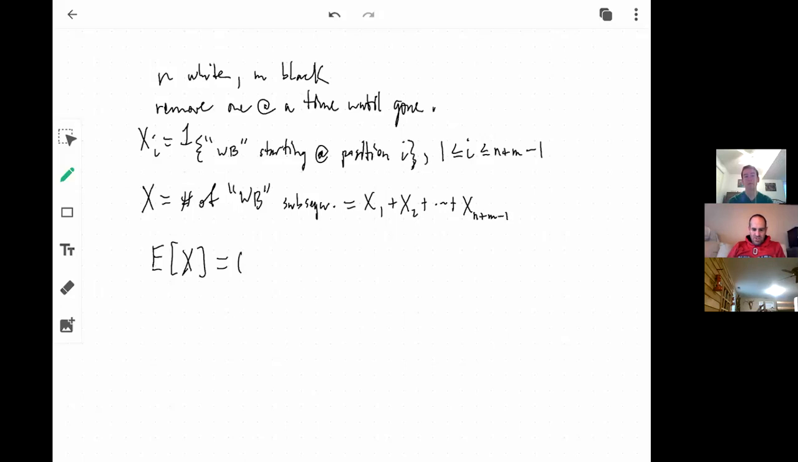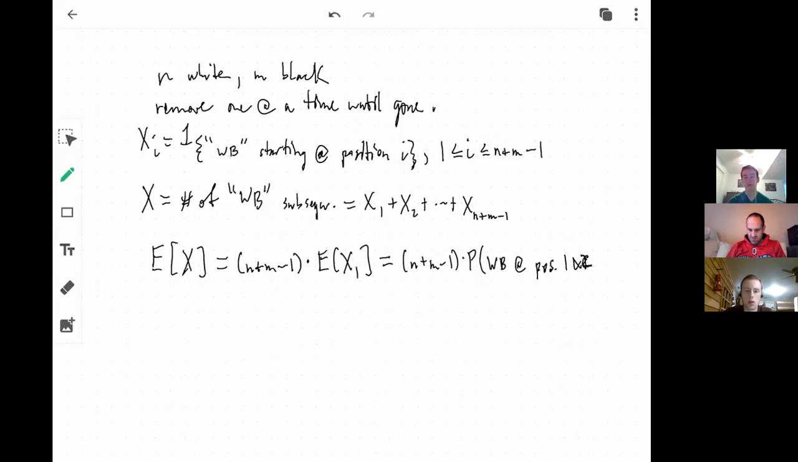Okay. So wouldn't it just be N plus M minus 1 times the expected value of the first thing? So you add all these things together, and all of them are identically distributed. But what's the expected value of X_1? Wasn't that just the probability of WB at positions 1 and 2? Yeah. And what's that probability?